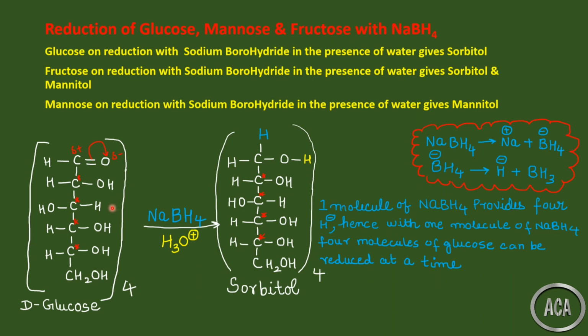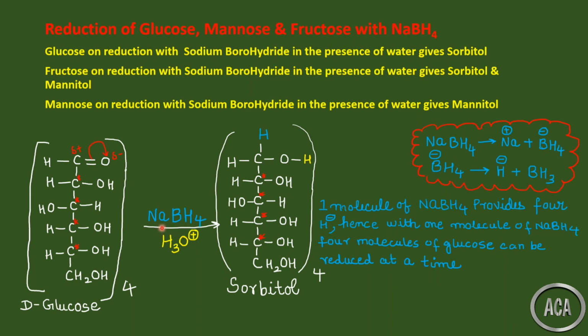That is why we are using sodium borohydride, because we want to retain all the hydroxyl groups as they are. We want to bring about only the reduction of the carbonyl group. As a result, we can get sorbitol. So let us see a simple mechanism behind this, not in detail.